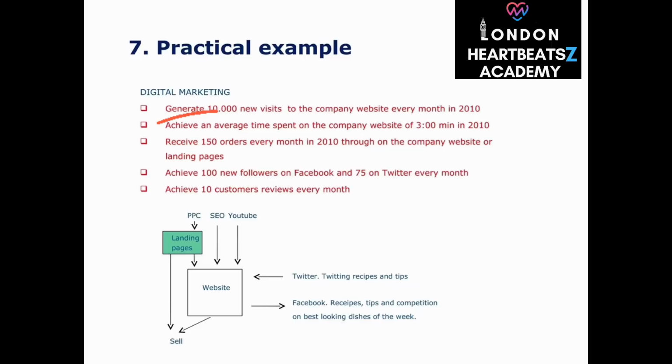Absolutely. And they were really keen on social media, too. They wanted to get 100 new Facebook followers and 75 new Twitter followers every month. What about customer reviews? Those are so important for building trust. Oh, yeah, for sure. They wanted to get 10 customer reviews each month. So they had a really comprehensive digital marketing plan taking shape. So what did their website look like? What were they doing on social media to achieve these goals?